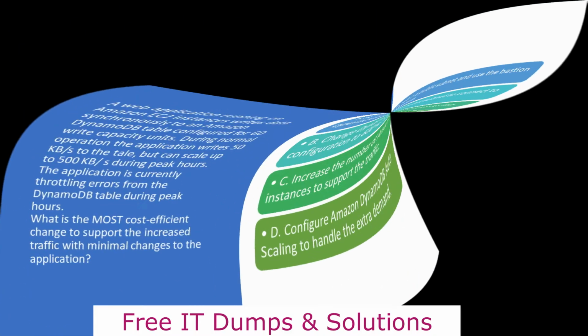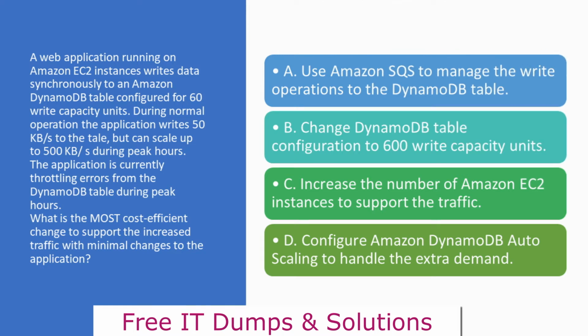Let's talk about next question. A web application running on Amazon EC2 instances writes data synchronously to an Amazon DynamoDB table configured for 60 write capacity units. During normal operation, the application writes 50 kilobytes per second to the table, but can scale up to 500 kilobytes per second during peak hours. The application is currently throttling errors from the DynamoDB table during peak hours.